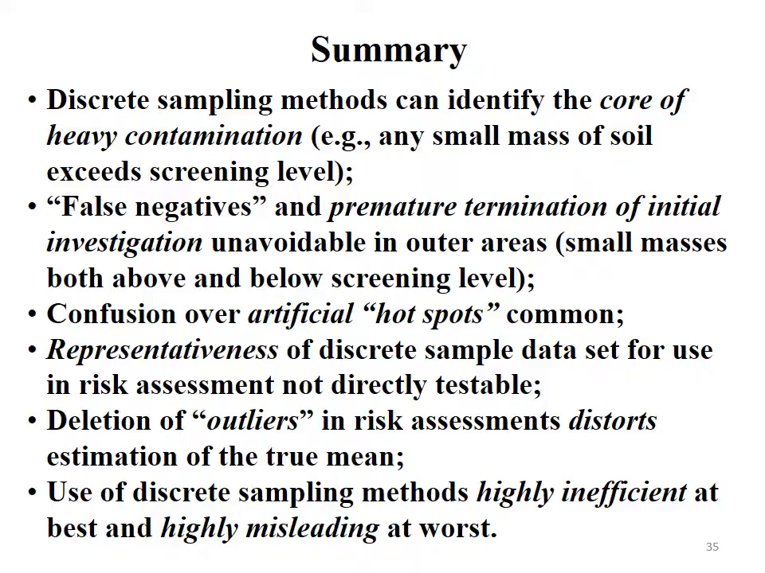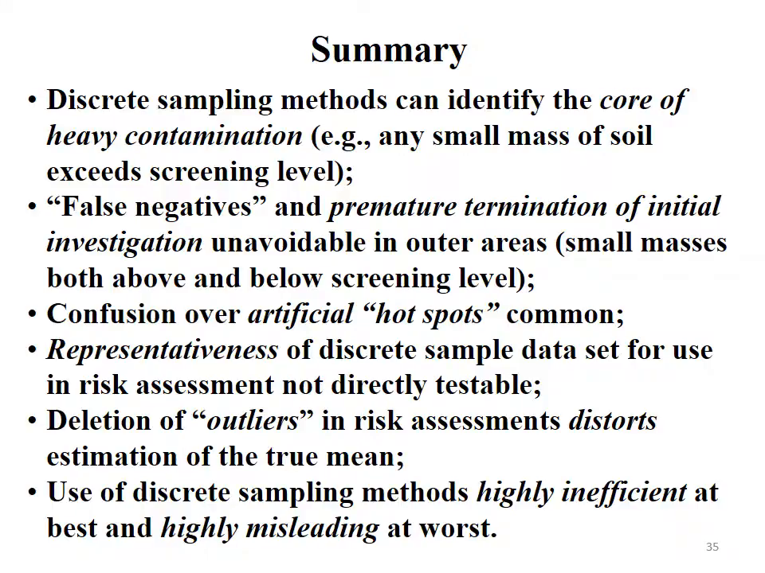So in quick summary, discrete soil sampling methods can identify the core of heavy contamination. That's what we've seen when we've gone back and tested sites that hadn't been completed as far as cleanup goes. In this case, any small mass of soil is going to exceed the screening level. You can't miss in those cases, but you very quickly will start to hit false negatives as you move out from heavier contamination, and you'll prematurely terminate the investigation. That's really unavoidable.